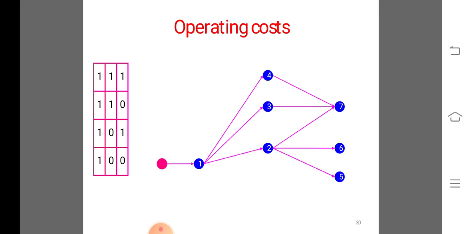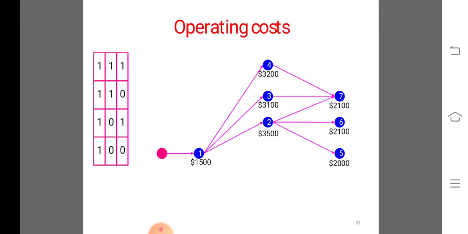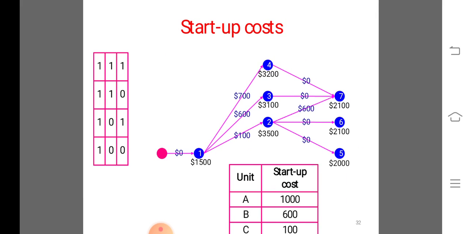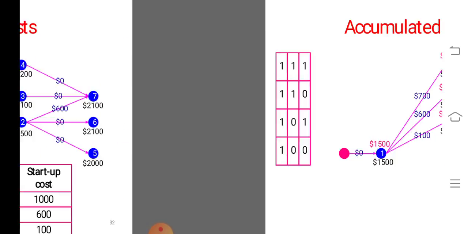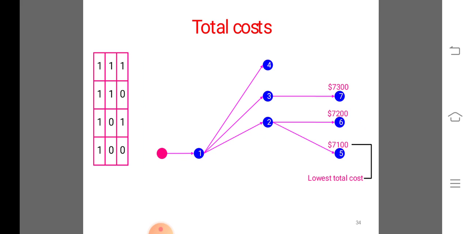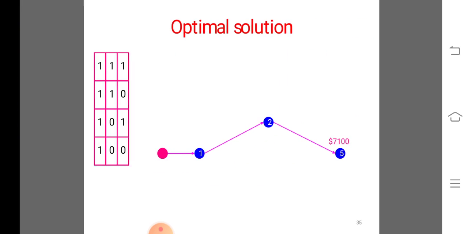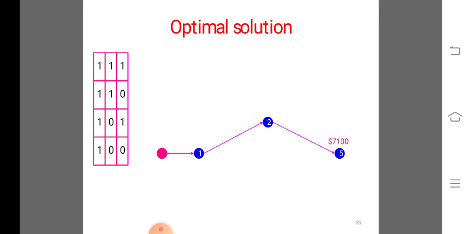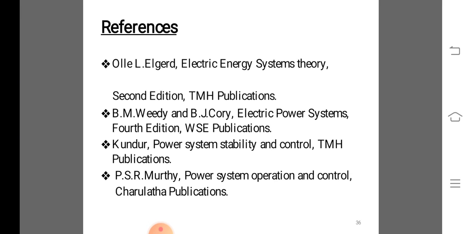Operating cost chart, operating cost chart, startup cost chart. This is the accumulated cost. This is the total cost. It is the optimal solution.